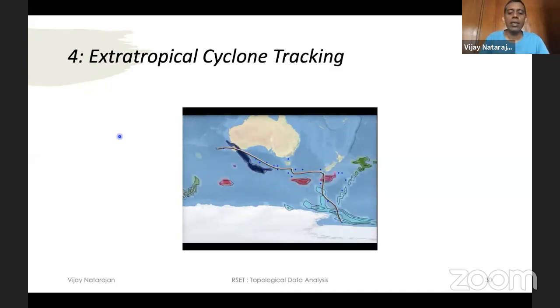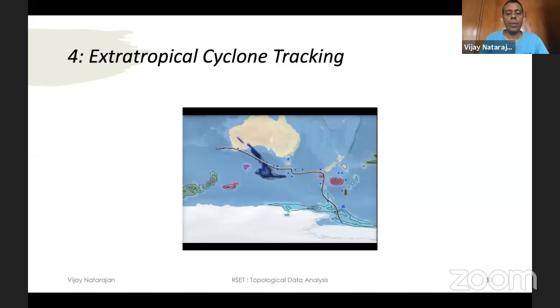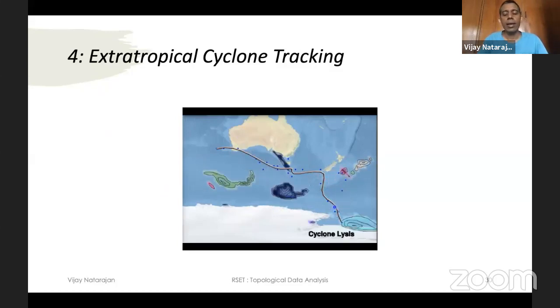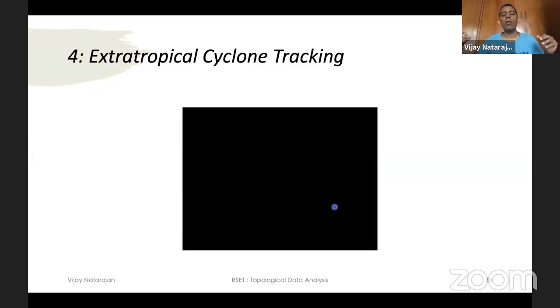So this entire cyan region is one cyclone, and we are able to extract that. So lysis is the end of the cyclone. We are able to extract this cyclone even though it is a collection of multiple depressions over a wide area.